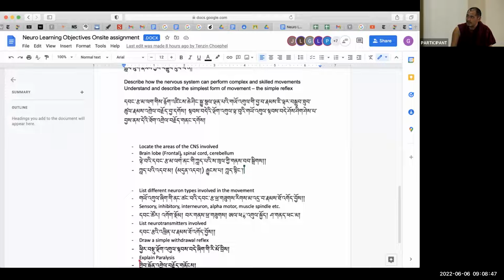The spinal cord and the cerebellum are also very important structures that are involved in movement.